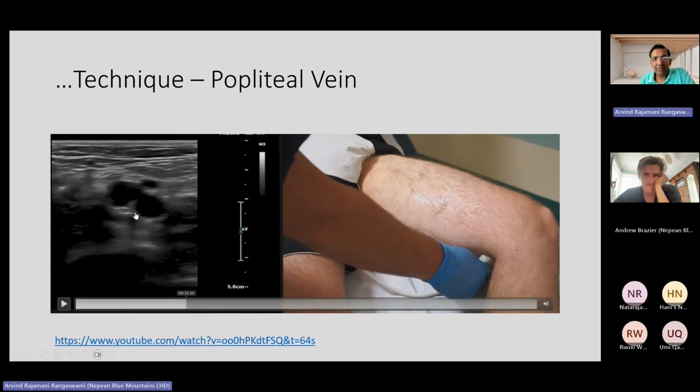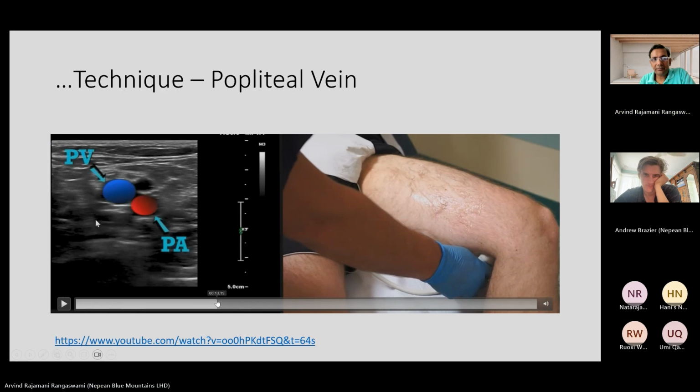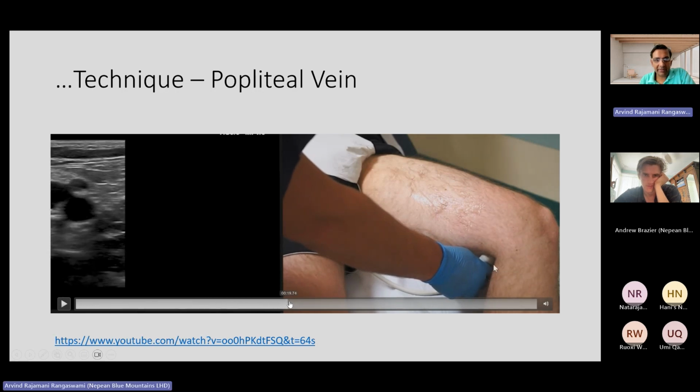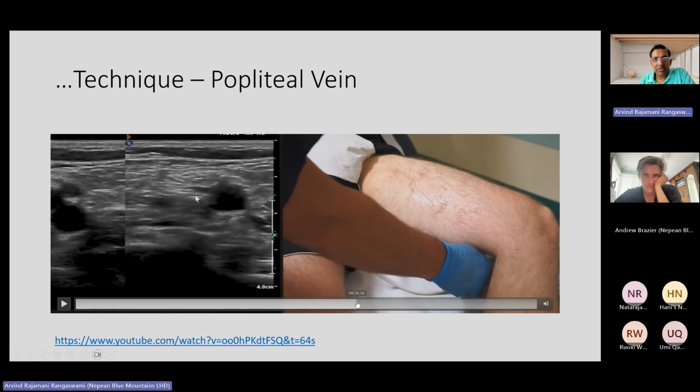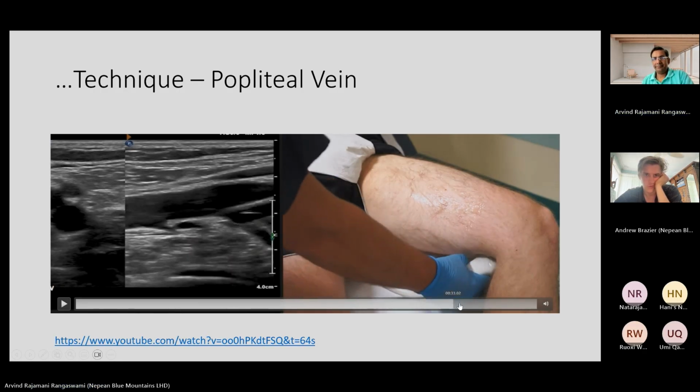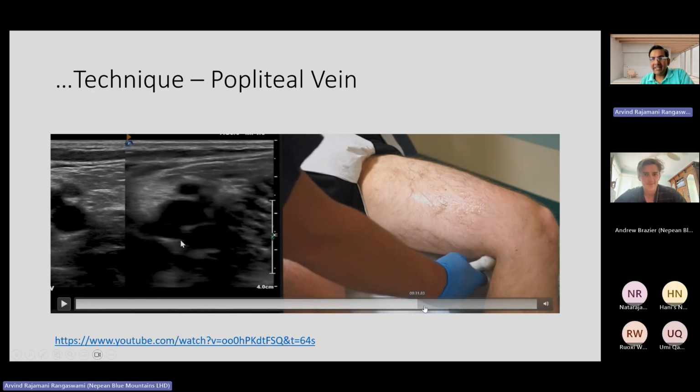Okay, you have the complete flattening here, and that's your popliteal vein, and the popliteal artery is a little more anterior. Okay, any questions so far? Any questions? You can do exactly the same thing again.